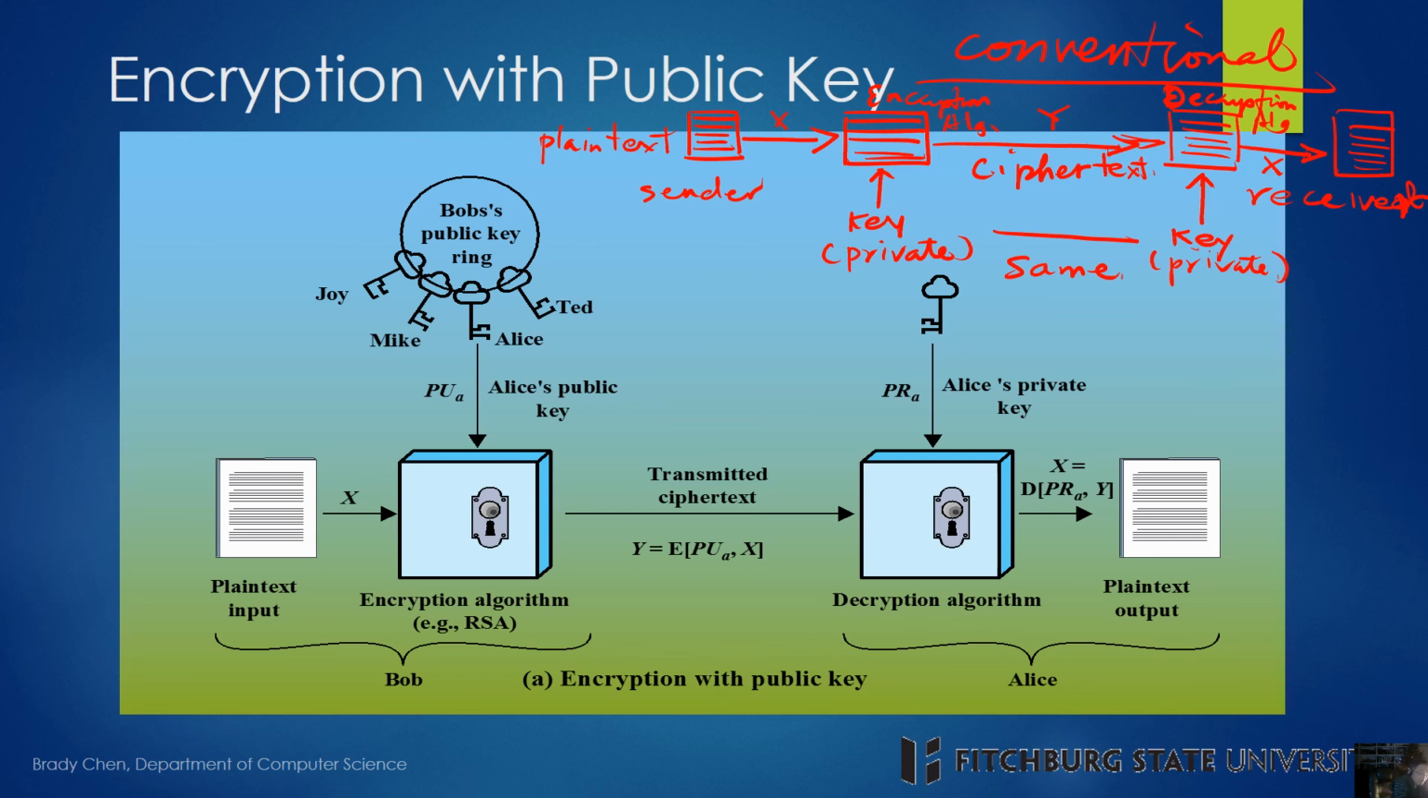So here's the scenario. For the sender, in this particular case, we call him Bob, and the receiver, we call her Alice. When Bob wants to send a message to Alice, the first thing we need to do is make sure that both Bob and Alice create their own pair of keys. So Bob will need to create a pair of keys.